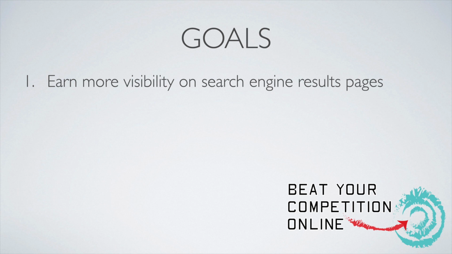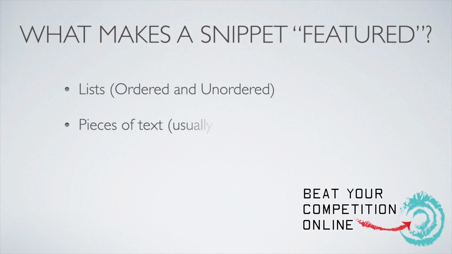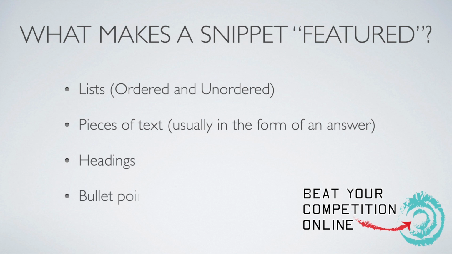First, which we use most often, is when we want to earn more visibility on search engine results pages. There are several types of text content that can result in a featured snippet: lists, ordered and unordered, pieces of text, usually in the form of an answer, headings, bullet points, and tables. So let's take our pizza example. We might want to add code in our article about how to make a pizza that looks like this.